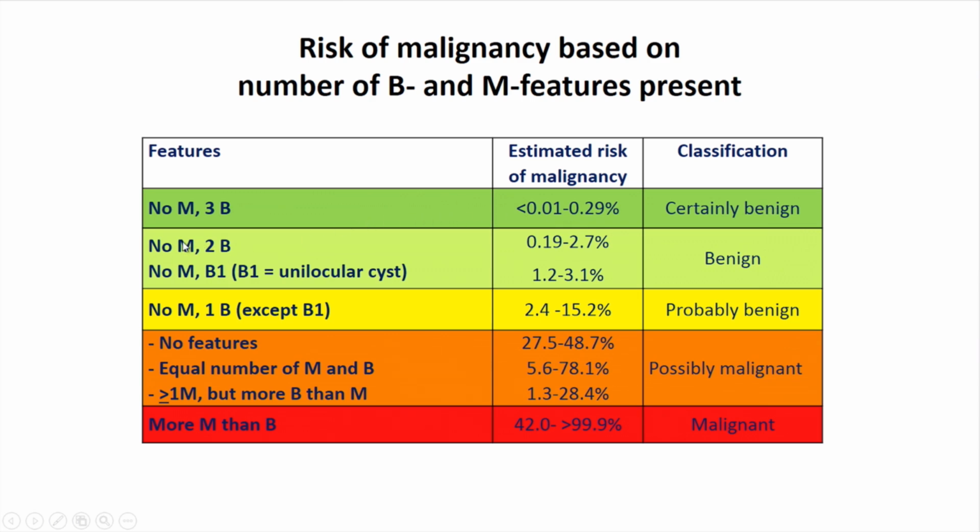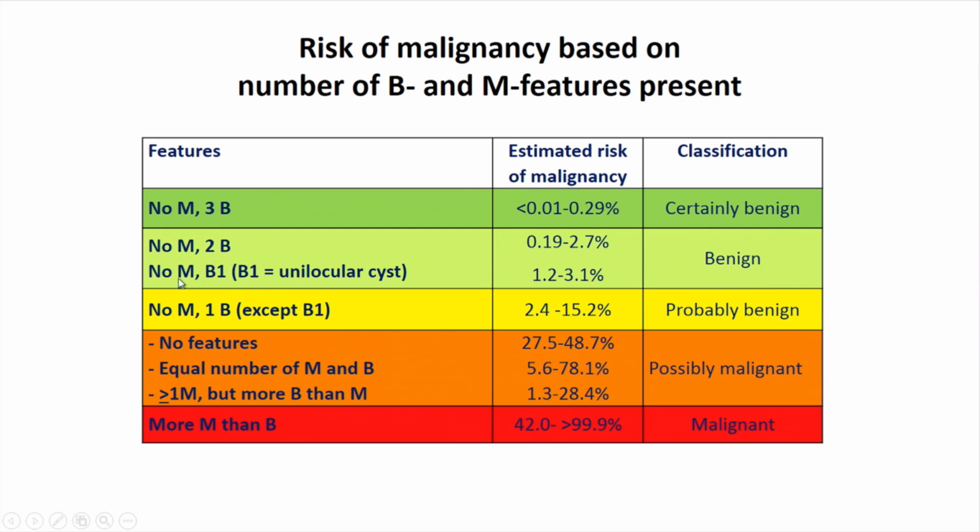If there are no malignant ultrasound features and 2 benign ultrasound features, or no malignant ultrasound feature and 1 benign ultrasound feature, and that benign ultrasound feature is a unilocular cyst, the risk of malignancy varies from 0.19% to 3.1%, and it is reasonable to classify such a cyst as benign.